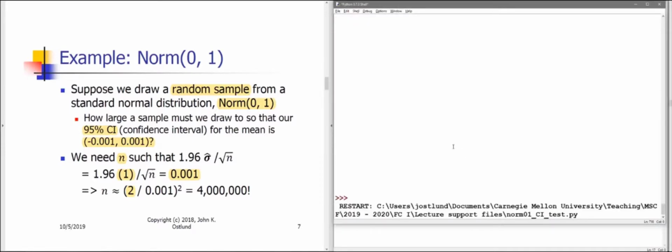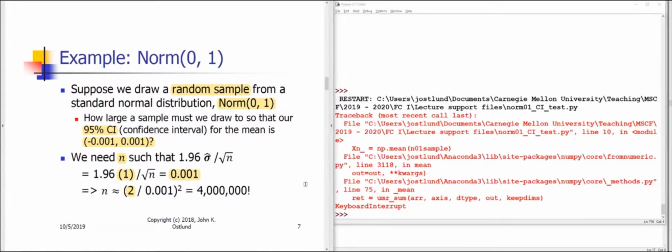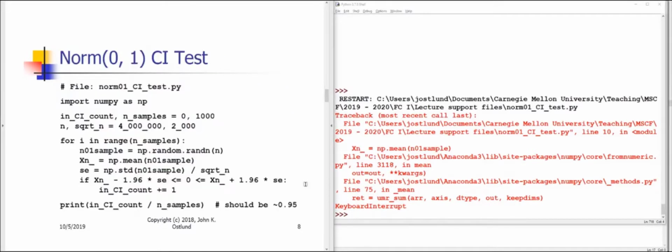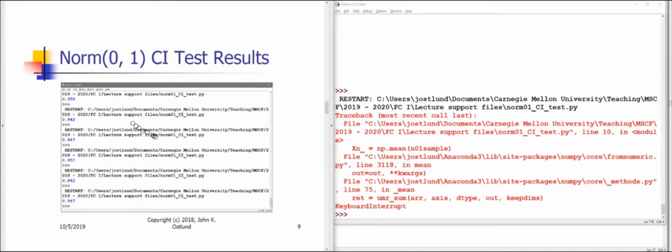actually this runs for quite a long time. I'm drawing 4 million samples from a standard normal, and I'm doing that 1,000 times. So I've got 4 billion draws from standard normal going on here. All right, I'm going to kill this off, in fact, and show you the actual output that I got from running this thing several times here on slide 9. And you can see in these half dozen test runs that I did that more or less 95% of the time, our confidence interval computed using the sample mean and the sample standard error did in fact contain the true mean.